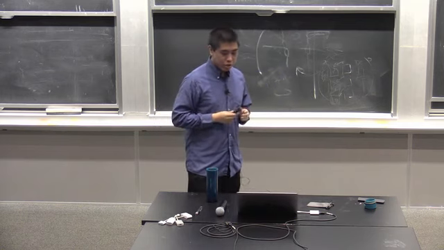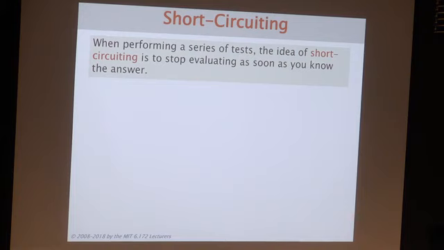Okay, so the next optimization is short circuiting. The idea here is that when we're performing a series of tests, we can actually stop evaluating this series of tests as soon as we know what the answer is.